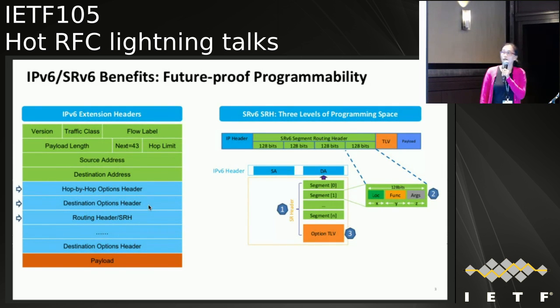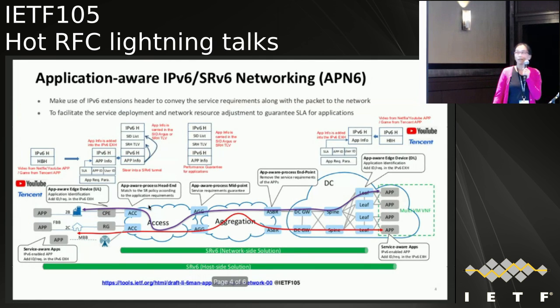So here are the IPv6 extension headers. We have the hop by hop and destination options headers and also the routing header. SRH is one of these. So we have the arguments fields and also the TLV we could use to convey some information from the applications. And those are the foundations for application-aware IPv6 or SRv6 networking.